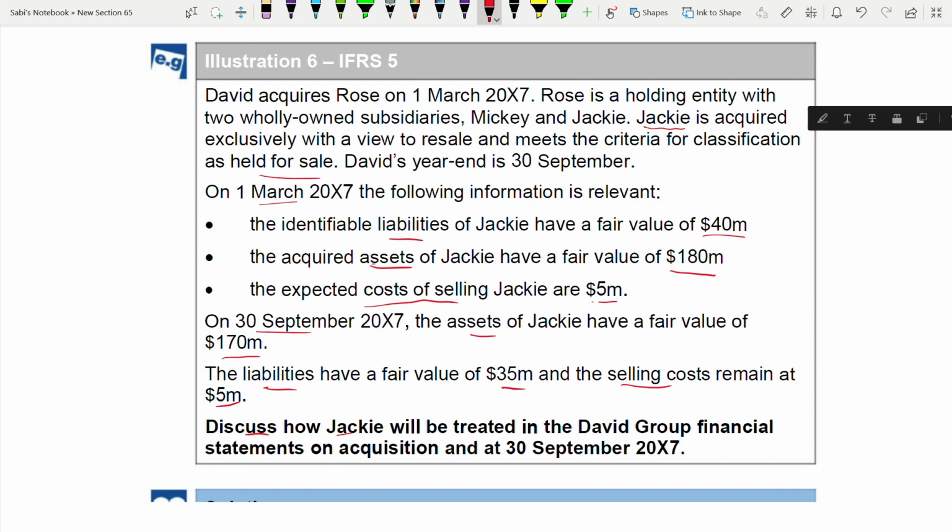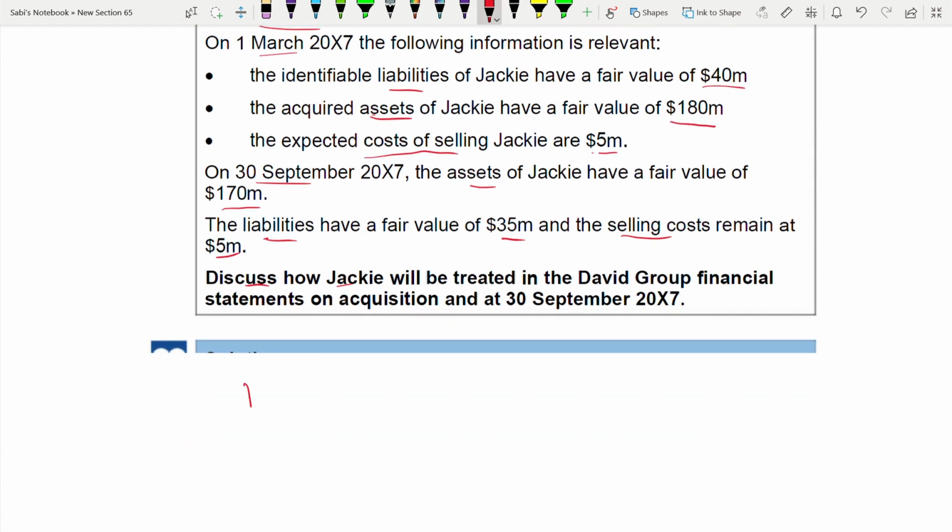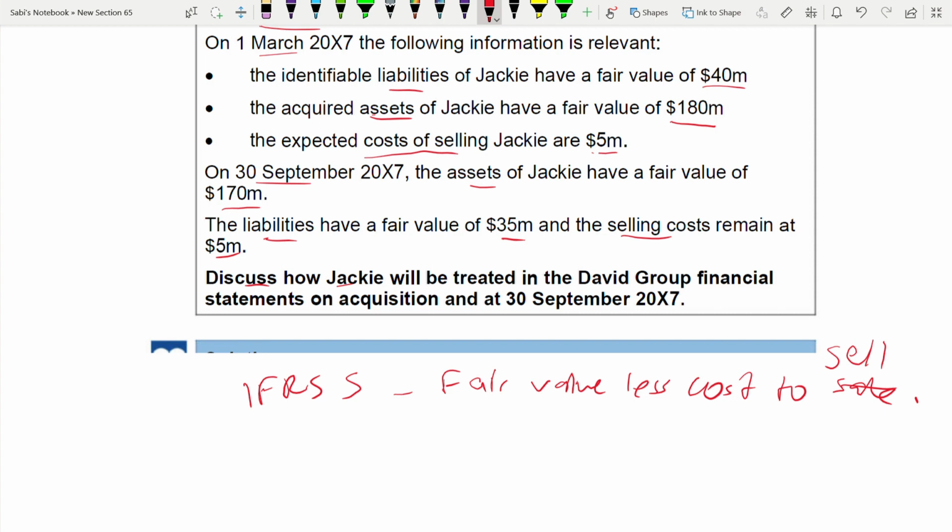So now on acquisition, first let's find, we have to value it at fair value less cost to sell. Remember, this is IFRS 5. So you have to value it according to fair value less cost to sell. You need to remember this. So now first let's find out on 1st March what the asset is. Asset is 180.